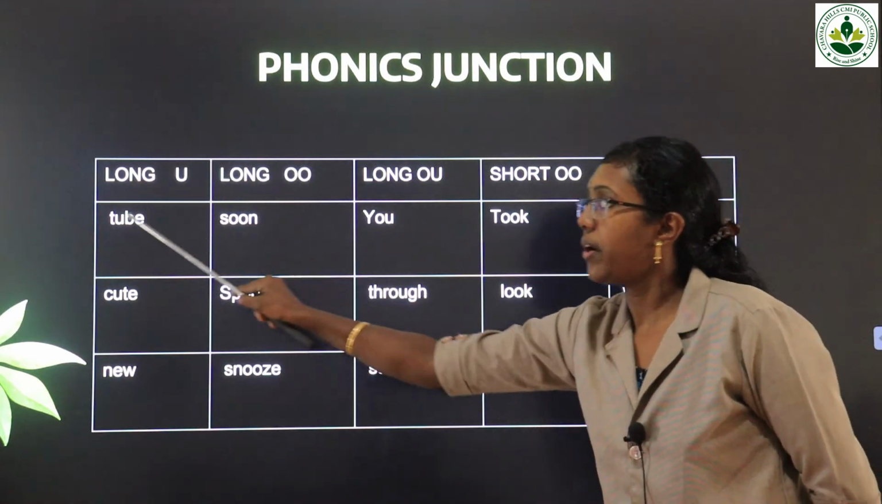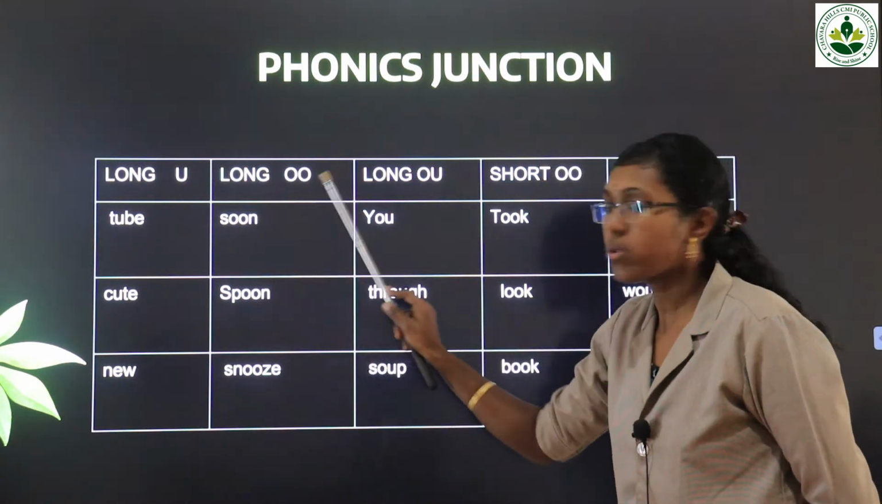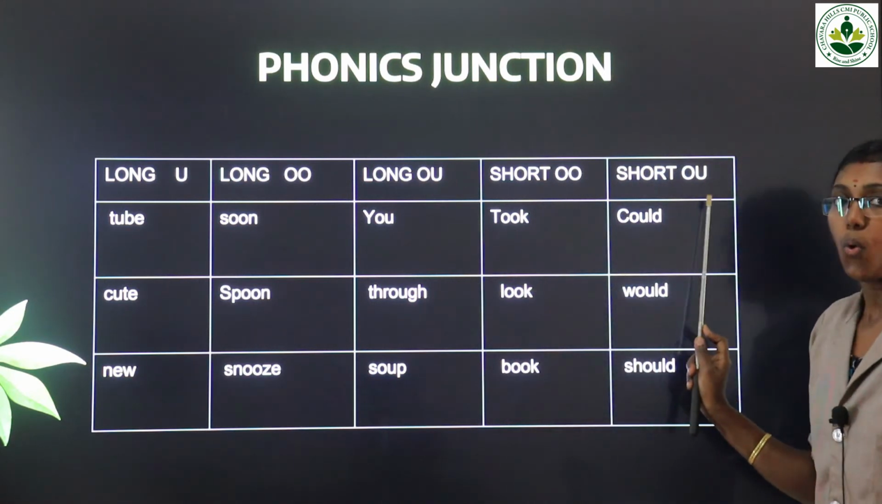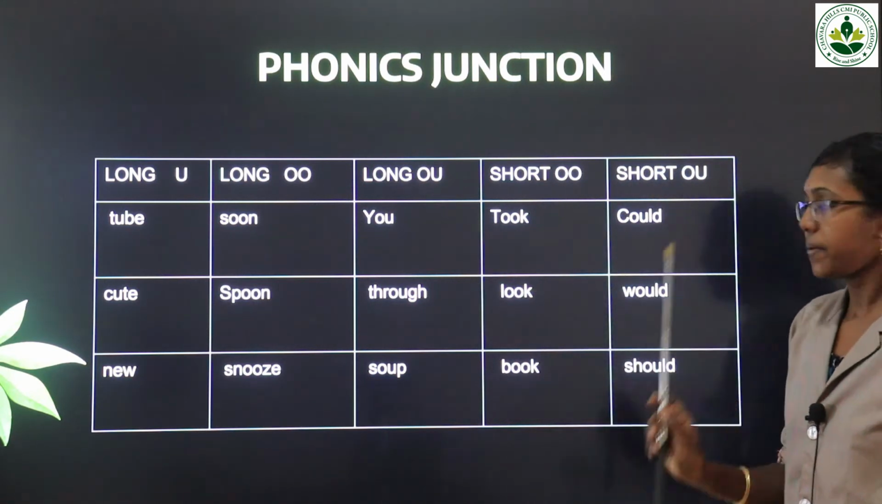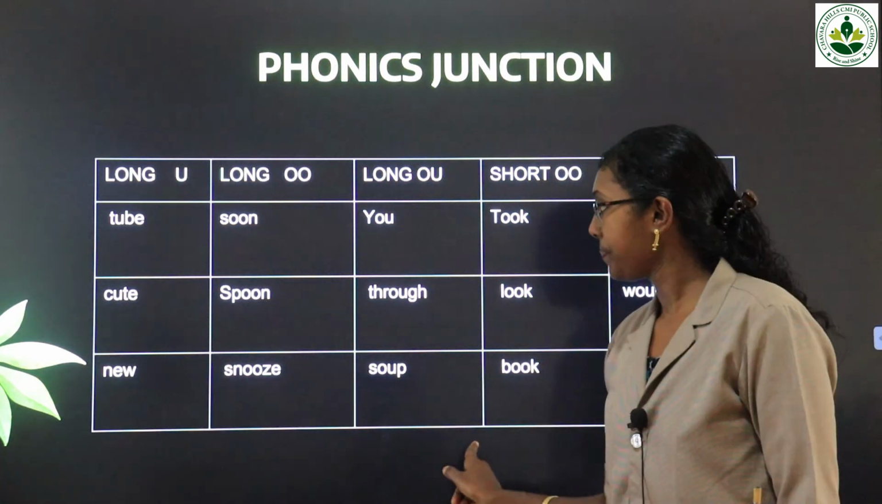Long U, you have to read it with a little long sound. It is also a long O sound. Then it is short O. Okay, that is the Phonics Junction. In the live session we can read it well.